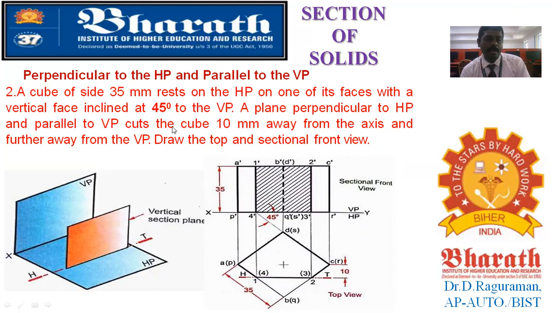And now observing the cutting plane condition: a plane perpendicular to HP and parallel to VP cuts the cube 10 mm away from the axis and further away from the VP. So away from the axis you are going to keep, and further away from VP, not towards VP. 10 mm away from the axis means you have the possibility of this side or this side, and it is given further away from VP, so you are taking this side and making your cutting plane condition.